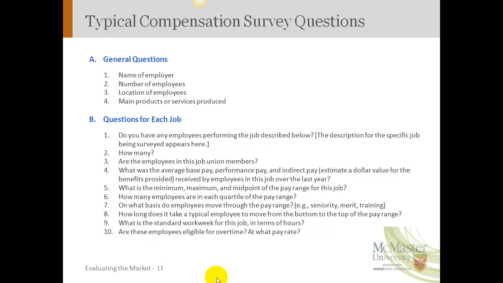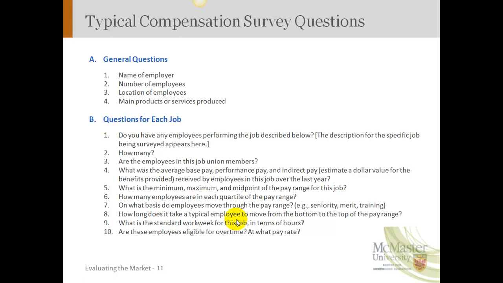The other thing is, on what basis do employees move through the pay range? So you're trying to get an idea here if they're moving them more on seniority, merit, or based on the number of skills that they amass. So if they're gaining more skills, are they being credited with more pay? Is it strictly merit or performance? Is it seniority? Usually if it's a unionized job, it'll be usually more seniority and perhaps training, depending. But in any case, you might need to know how. You might be moving yours through the range in a very different fashion.